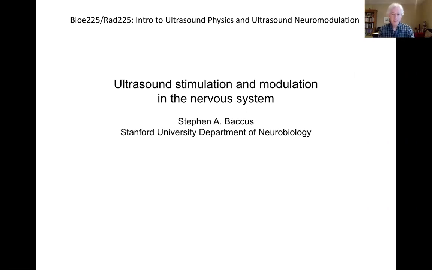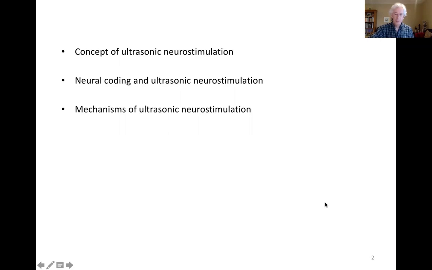So yes, I'll be talking about how ultrasound can interact with and stimulate the nervous system. In general, when we think about perturbing the nervous system, there's a number of ways we can think about it. First, let me give you an overview of what I'll be talking about today. I'll be talking about the overall concept of ultrasound neurostimulation, and in particular, when we perturb the nervous system, how is it going to interact with the nervous system in an information processing sort of way? How does it change the signals that are being processed and transmitted in the nervous system, the neural coding aspects? I'll also be talking about mechanisms of ultrasonic neurostimulation.